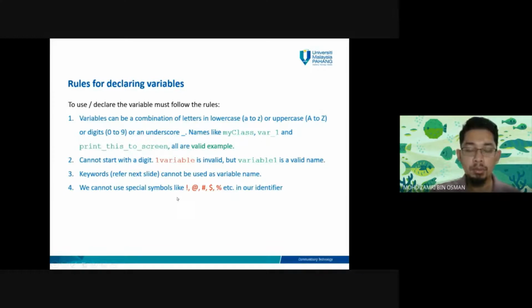And you cannot use a symbol like asterisk, hash, dollar sign, percent sign in your identifier. Identifier here is the variable. In some of the lectures I say identifier and in some I say variables, but they refer to the same thing. So throughout the slides, I will use variables so that you don't get confused regarding what is identifier and what is variable.